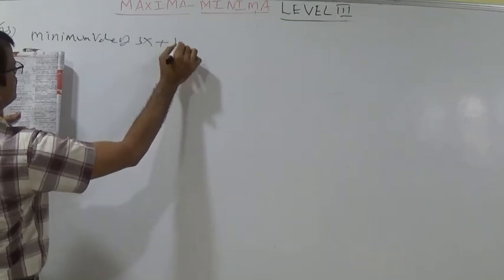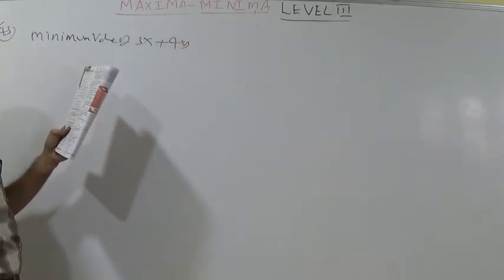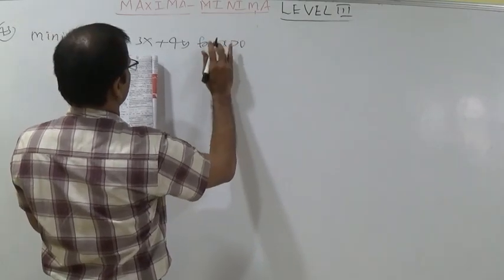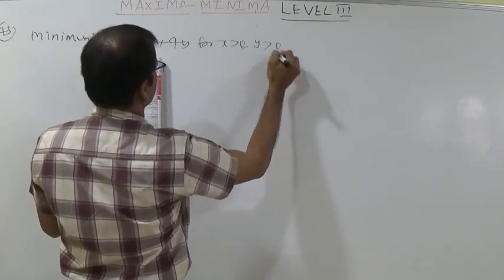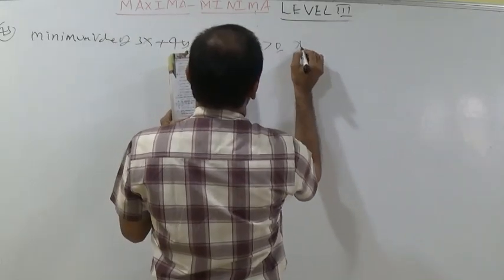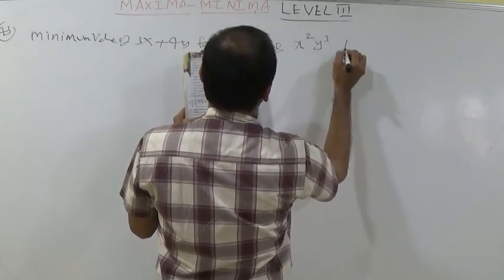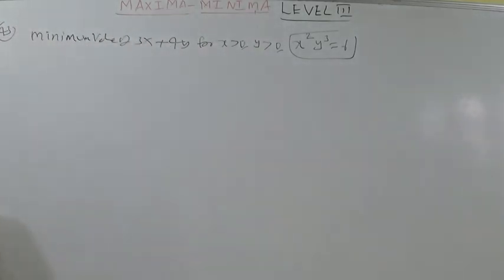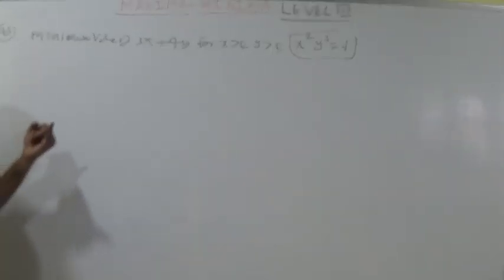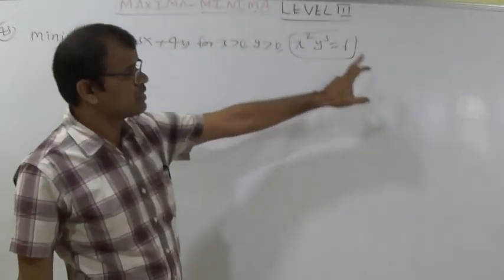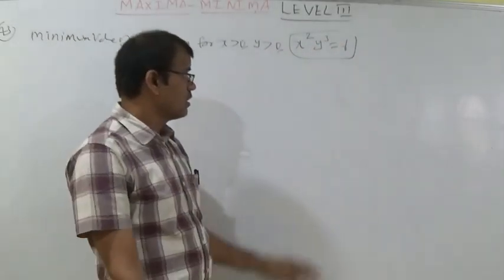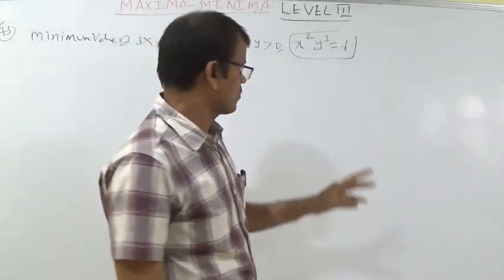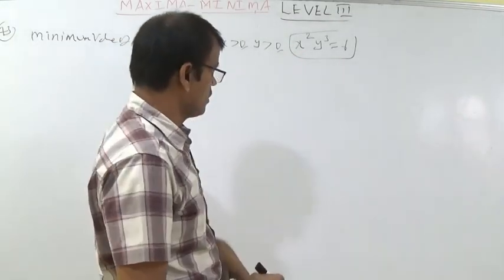Minimum value of 3x plus 4y, where the condition given is x greater than 0, so positive values should be taken, and y greater than 0, and x square y cube is equal to 6. Based on the condition, we should use x square y cube. Understand that 2 and 3, a total of 5 terms, are there. If you consider x square y cube as a homogeneous function, of course it is not a homogeneous function.